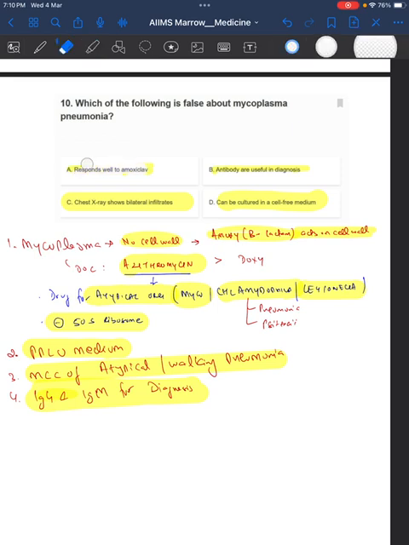So the answer for the question is obviously, as we were asked the false statement, responds well to amoxicillin. It will not respond well to amoxicillin. The drug of choice for this is azithromycin.